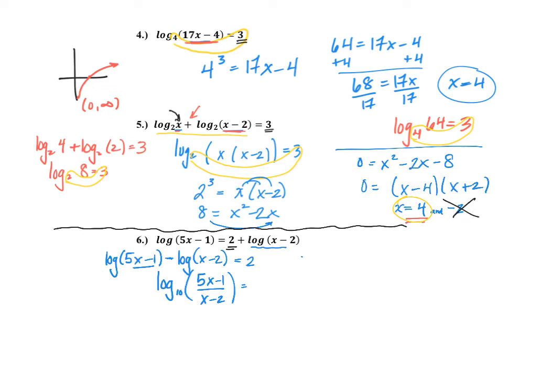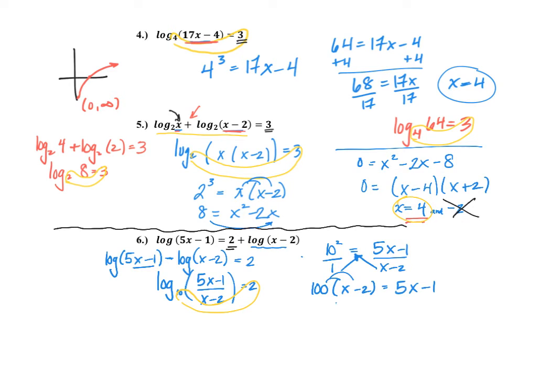And now that's equal to 2. I wrote it as a single log. Let's switch it to exponential. That's going to give me 10 to the second is equal to 5x minus 1 over x minus 2. Now this is over 1. I know that 10 squared is 100. So if I cross multiply here, that's going to give me 100 times x minus 2. And this 1 times 5x minus 1 is not going to change.